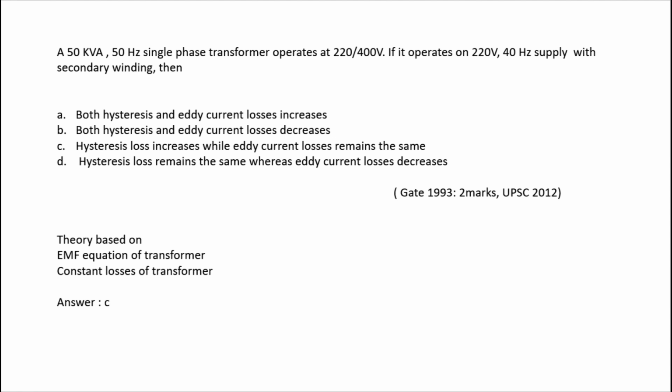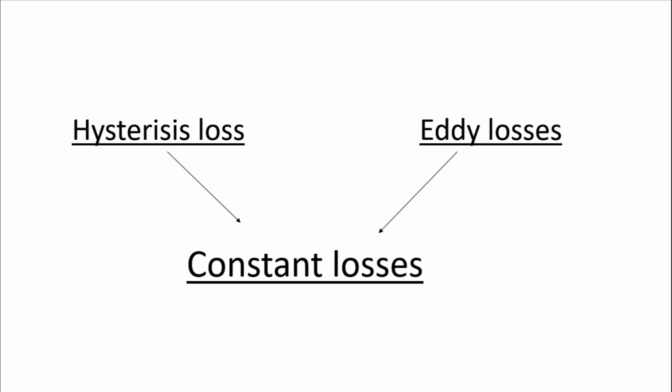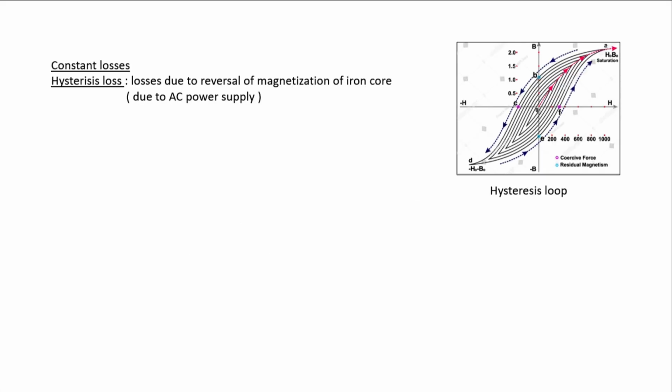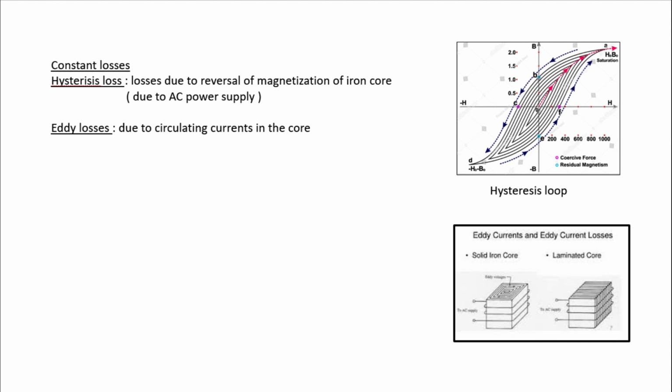This question is based on the theory of EMF equation of transformer as well as constant losses of transformer. So we know that in a transformer we have two types of losses. Both of these together we call constant losses. Hysteresis loss is due to the reversal of magnetization of the iron core because we are using an AC power supply, and eddy current loss is due to the circulating currents in the core of the transformer. To minimize that, we laminate the core.